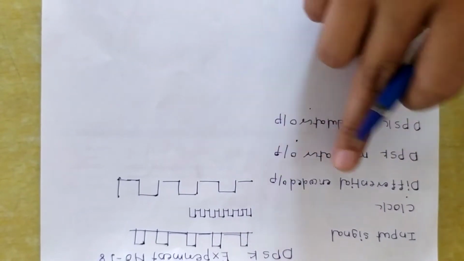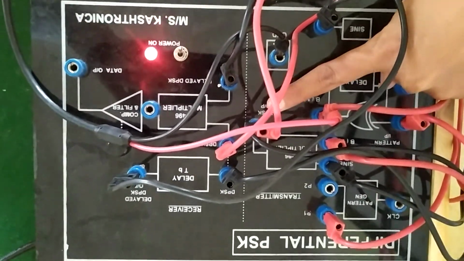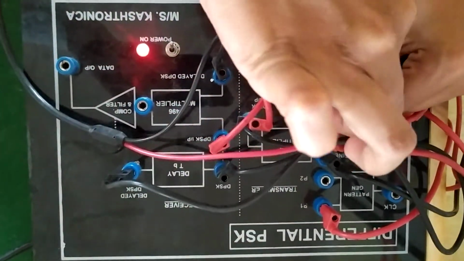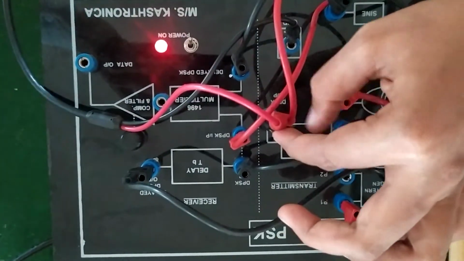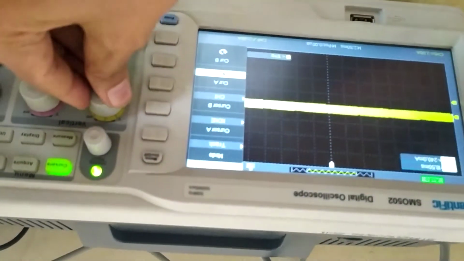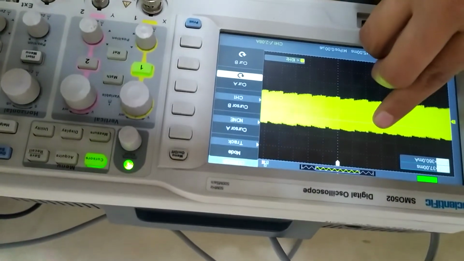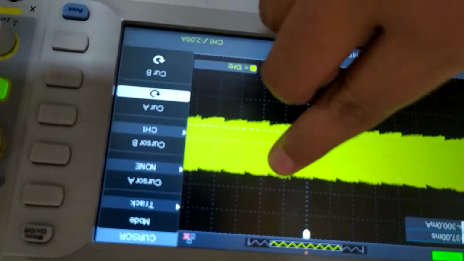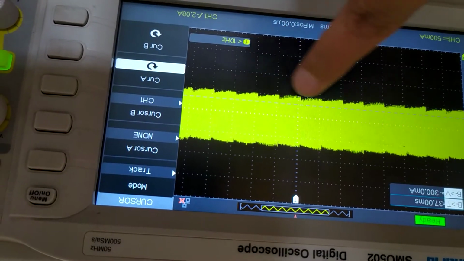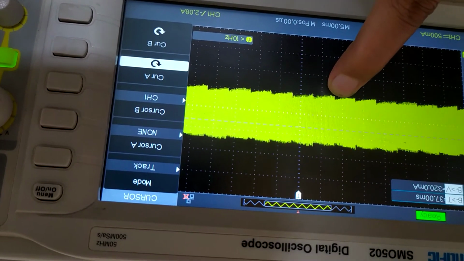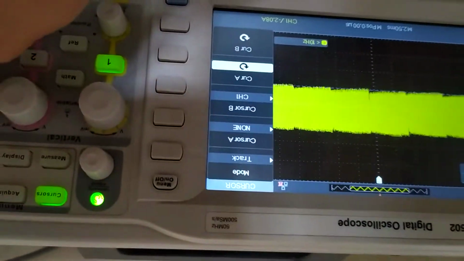This is the DPSK modulator output, which is nothing but your transmitter output. Here you have to see the DPSK signal. We are getting the 0 degree and 180 degree phase shifted signal. See where the cutting part is; this is your DPSK signal output, where there is a phase shift of 180 degrees at each such place.